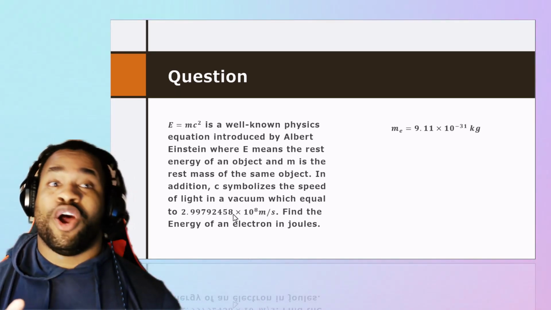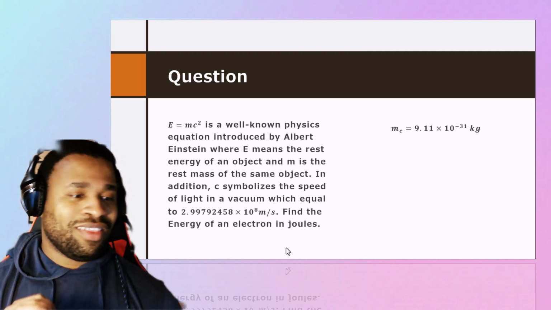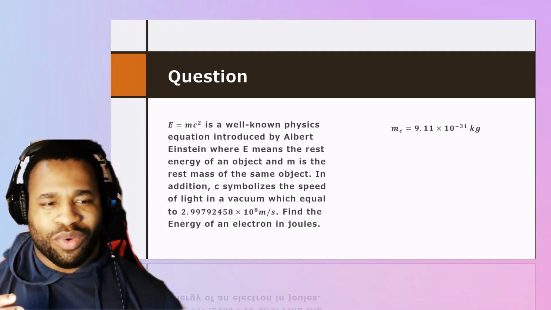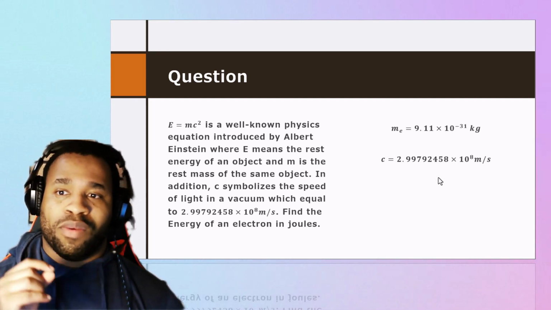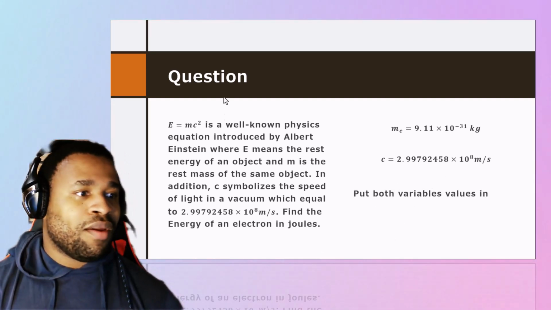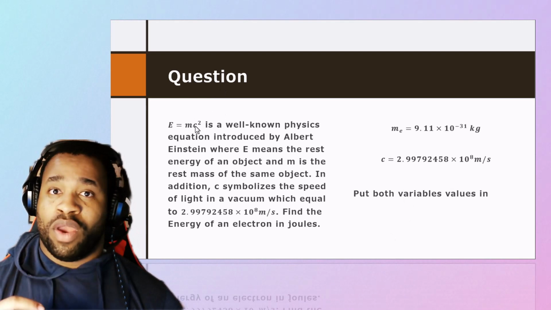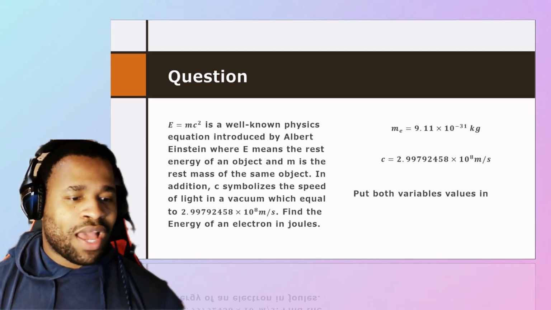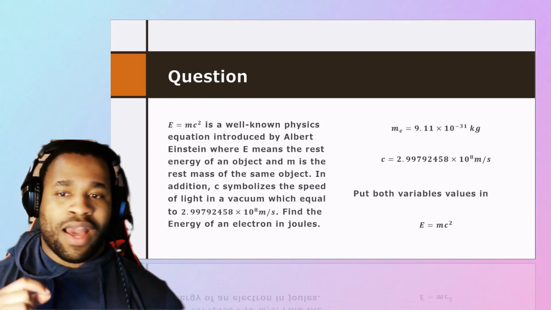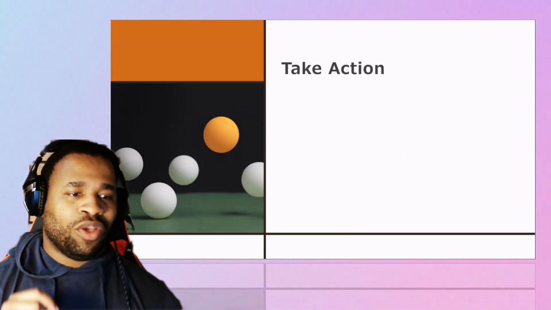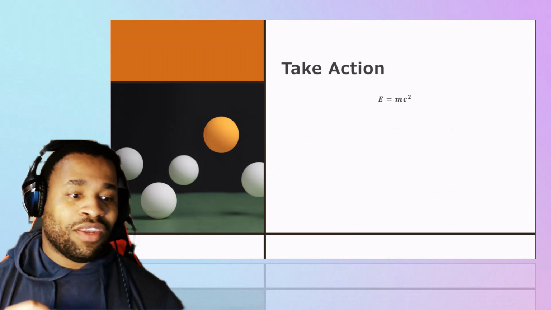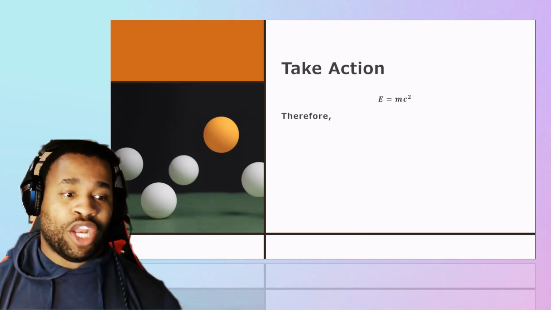This is quite a long list of digits, and so what we're just going to do is put them all into the equation. We know that we're going to be multiplying our mass by the square of the speed of light, and that will give us the energy. And once we do this, we are going to take the action here, which is by solving for what the E, the energy, is.